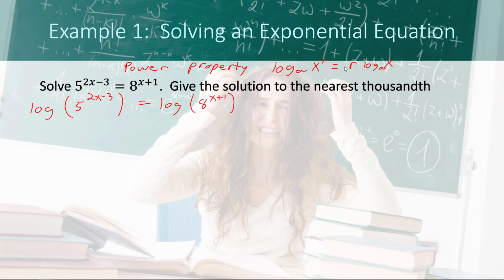Now we can apply the power property. So the log of 5 raised to the 2x minus 3 power is going to be 2x minus 3 times the log of 5. And the log of 8 raised to the x plus first power is going to be x plus 1 times the log of 8. Now that we have the x's out of the exponents, we can actually do some manipulation and solve for x.